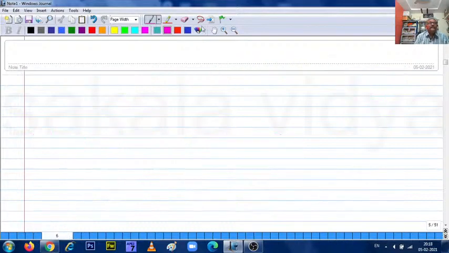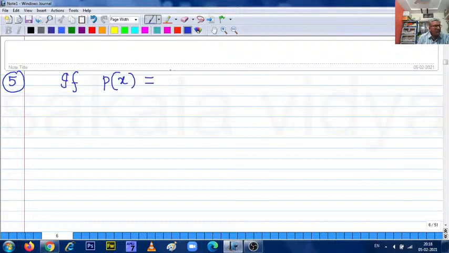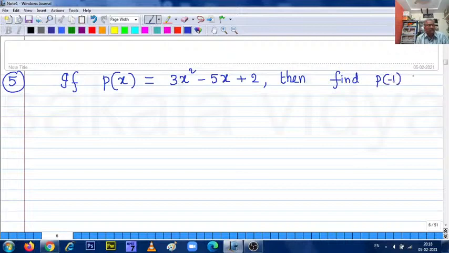So now the fifth question. If p of x equals 3x square minus 5x plus 2, then find p of minus 1 minus p of 1. So these types of questions are very important for 1 mark questions.